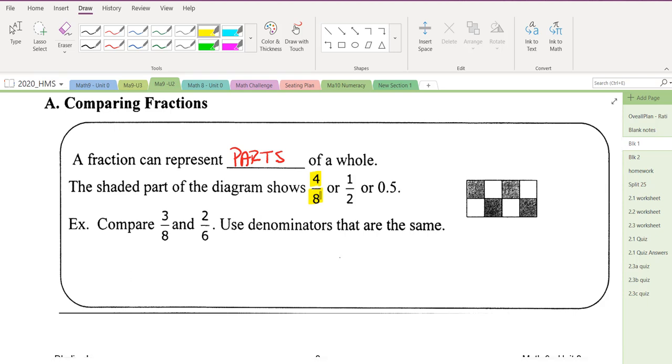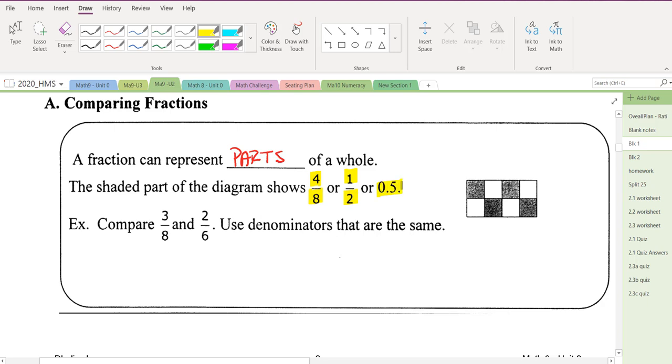Now, with fractions, the same number can be represented in multiple ways. That's why we need to sometimes reduce to lowest terms or find common denominators. With this same diagram, you could also say half of the boxes are shaded, right? So you can say 1 out of 2 boxes are shaded. Now, as a decimal it is 0.5.